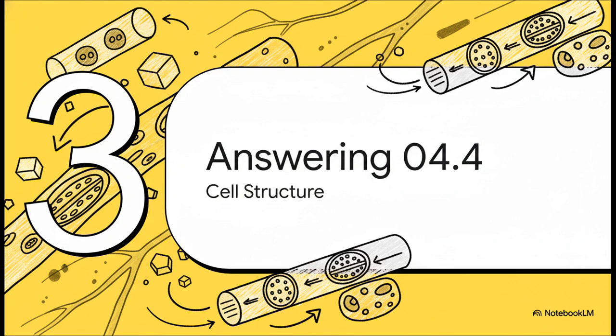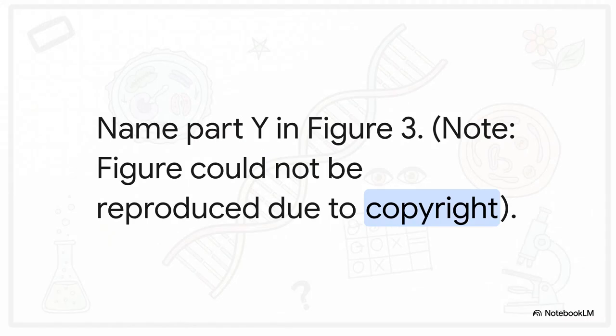For copyright reasons, we can't show it here, but that's okay. We can still figure out the key piece of information the examiners were testing. The question was simple. Name part Y in figure 3. So even without the picture, the mark scheme tells us exactly what AQA expects a student to be able to spot in a diagram like this.